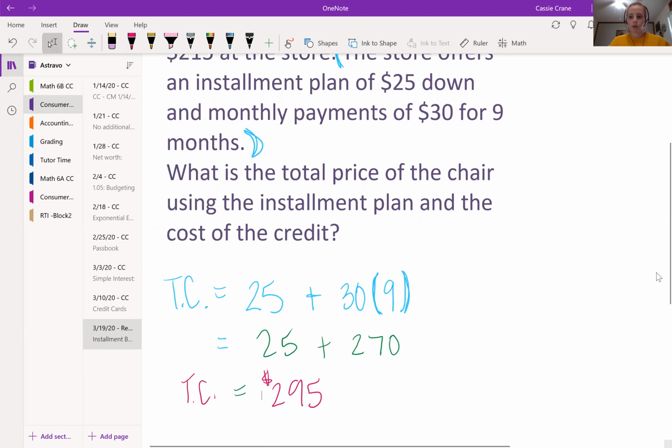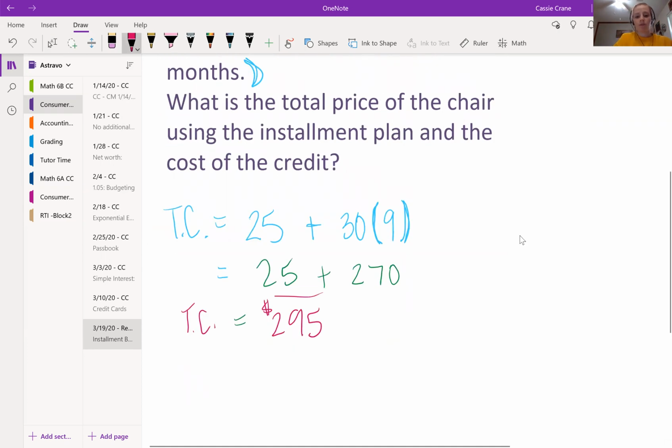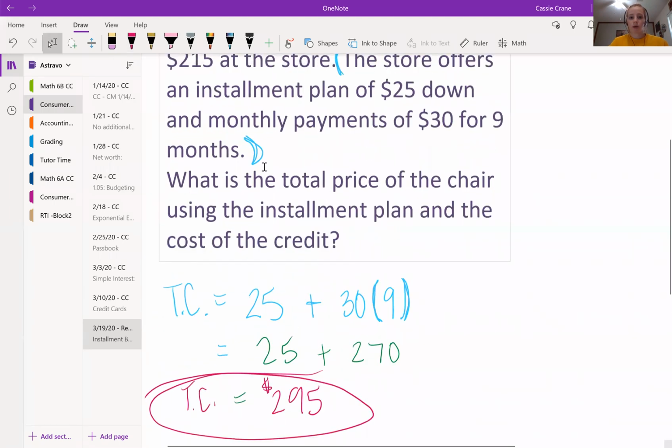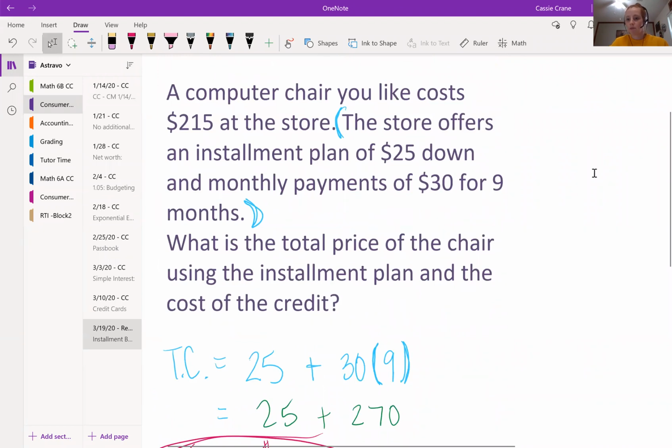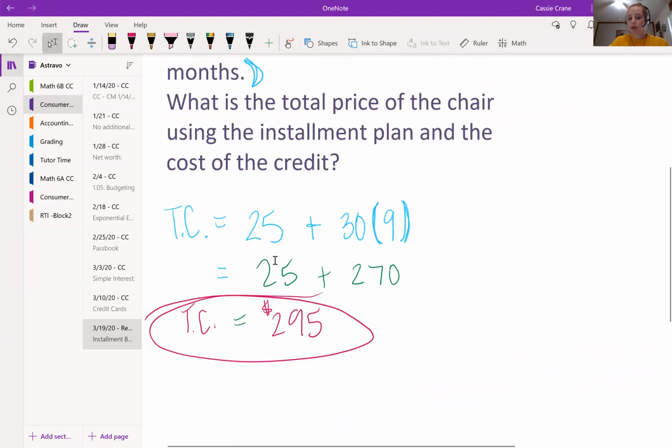If I use the installment plan where I can buy the chair today, use the chair, but pay it off over time, that's going to cost me $295. A lot of times we do installment plans if we don't have the total amount, the $215 that it was on the sticker at the store. If we don't have that day, but we want to go ahead and purchase the item, that's one way that an installment plan can be useful. But as you can see, you're going to end up paying more for the item because the store is going to want to make some more profit if you're going to be able to take it home that day and not pay it off immediately.